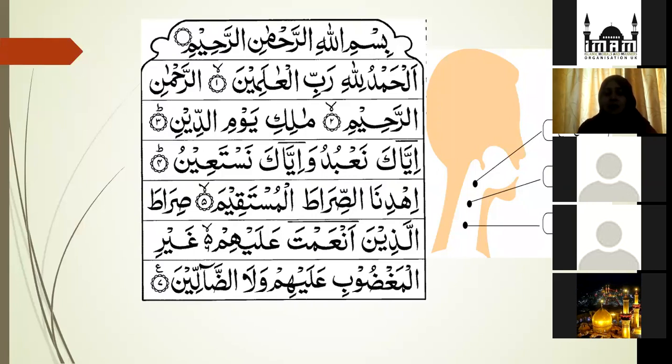Ihdinas siratal mustaqim, siratal ladhina an'amta. That Ain again is from the middle part of your throat and it's a sharp sound. An'amta alayhim. Now Ghain from the top part of your throat. Ghayril maghdubi alayhim. Middle part of your throat. Wa lad dallin. Sadaqallahul Azim.